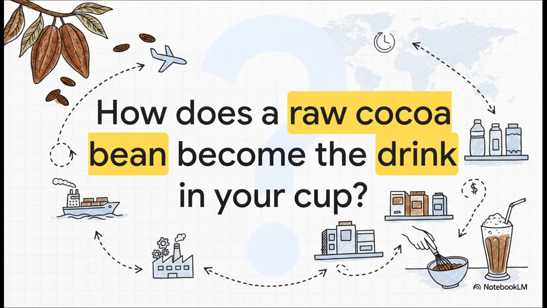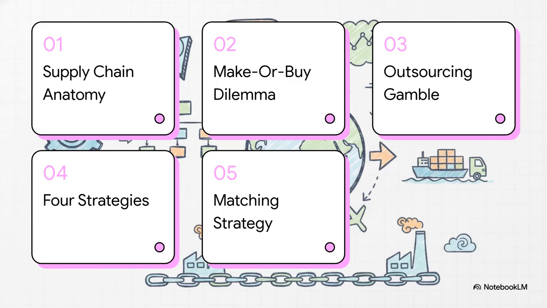Think about a simple chocolate malt drink. How exactly does a raw cocoa bean, harvested literally thousands of miles away, magically transform into that packaged beverage sitting in your kitchen cabinet? Well, spoiler alert, it doesn't just happen by accident. We've got 5 main steps to cover today to map this all out. We'll hit the anatomy of a supply chain, the make or buy dilemma, the outsourcing gamble, 4 supply chain strategies, and finally, matching strategy to operations.